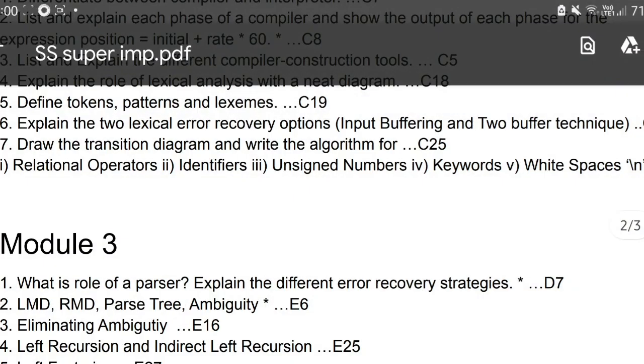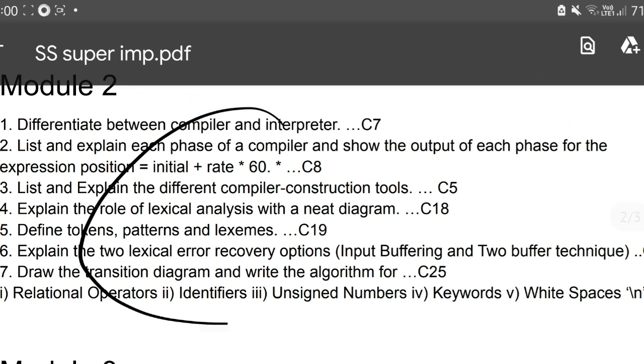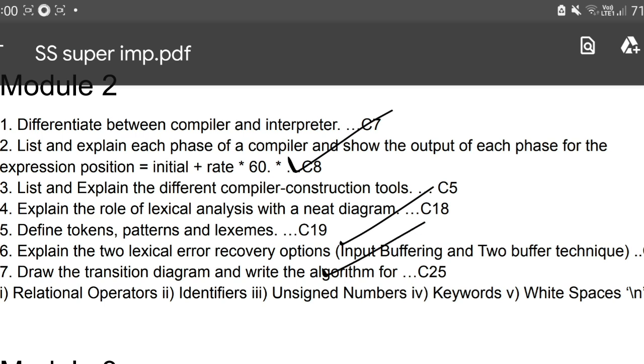These are the 7 questions which you need to focus on totally, for the whole module. And among these 7 questions, 3 questions which I mentioned, this one, lexical error recovery options, then the transition diagram. These are the very important questions. You must not miss these questions at any cost. First complete these 3 questions, then complete the rest of the questions. Okay, so that's all for module 2.